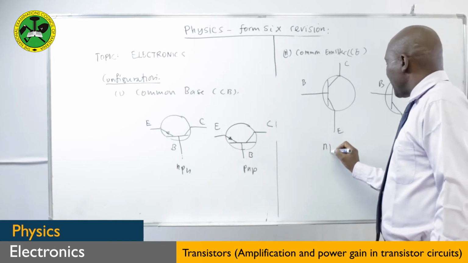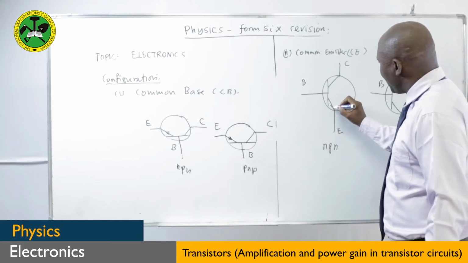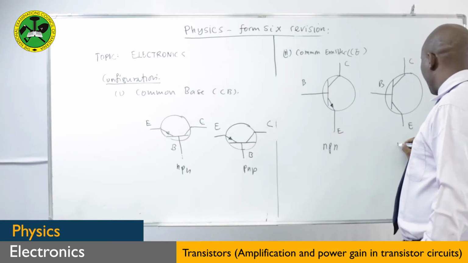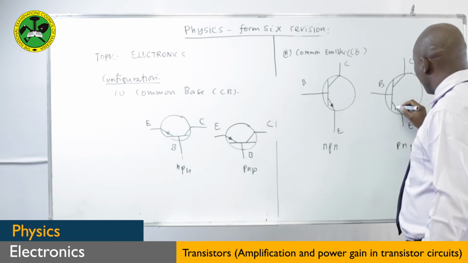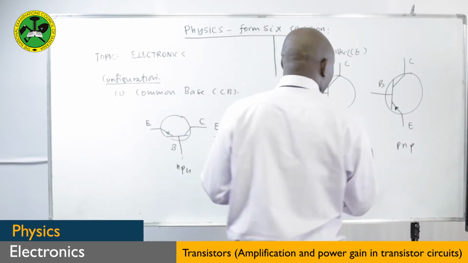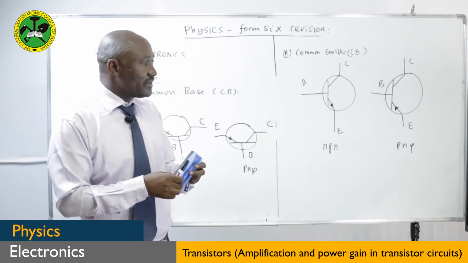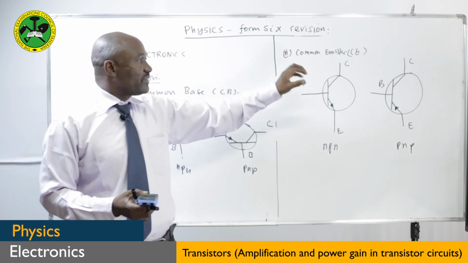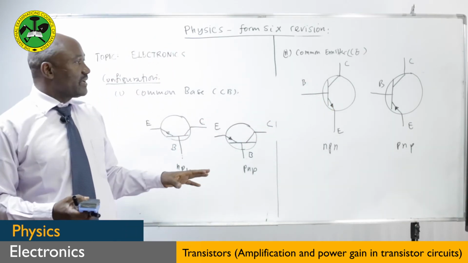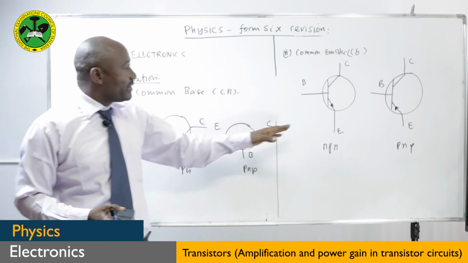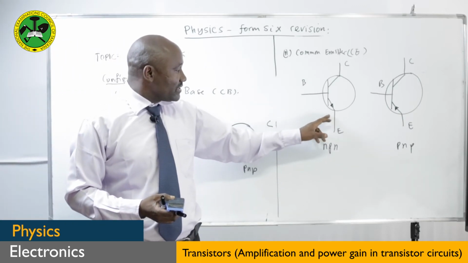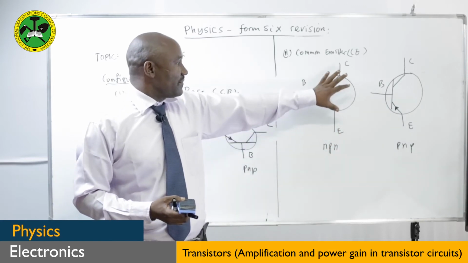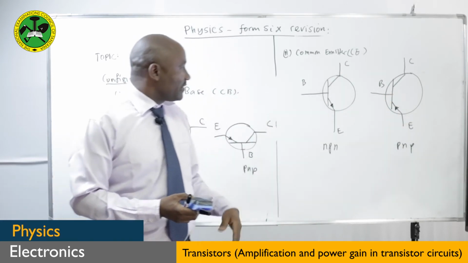Let's talk about the NPN. This arrow should be pointing outside. For the PNP, that arrow should be pointing in. So you should be comfortable now, when you see any circuit you are given, to identify the type of connection of a transistor. You can have a common base or a common emitter. The terminal here, which is on the ground, is the emitter. And you can see this is the NPN transistor, and this is the PNP transistor.